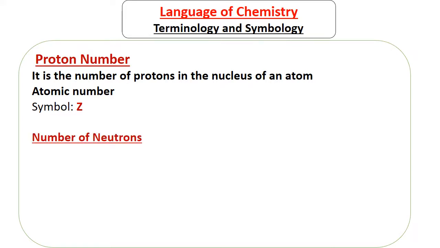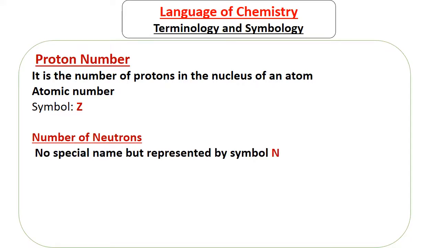Then there is another interesting one which we need to know, which is the number of neutrons. For this one, we don't have a special name, but it is represented by the symbol N, which is just the number of neutrons in a given atom.